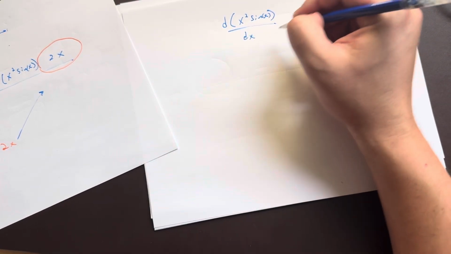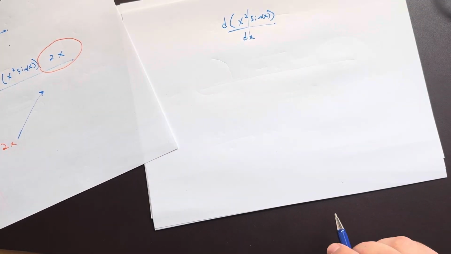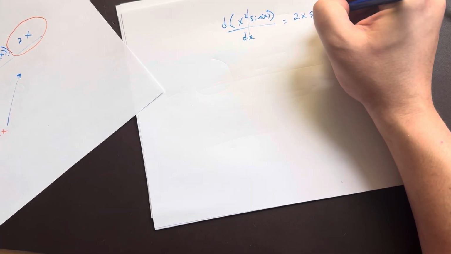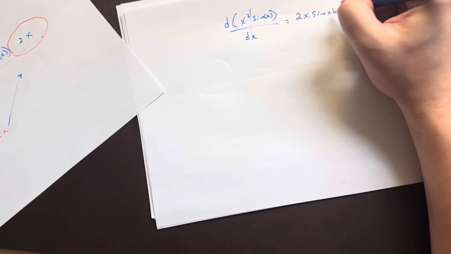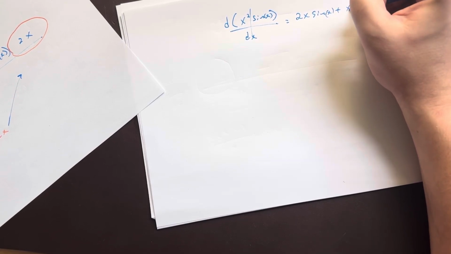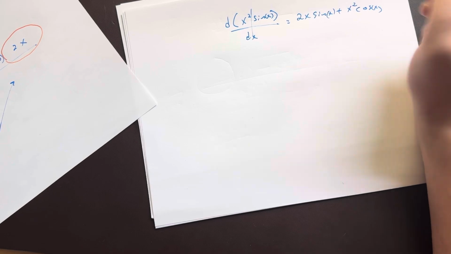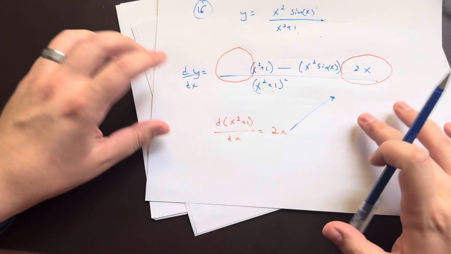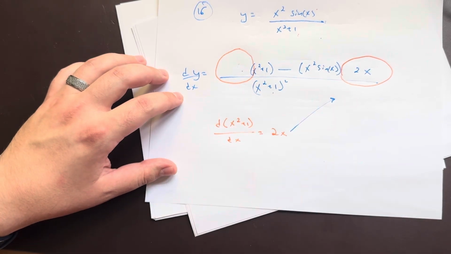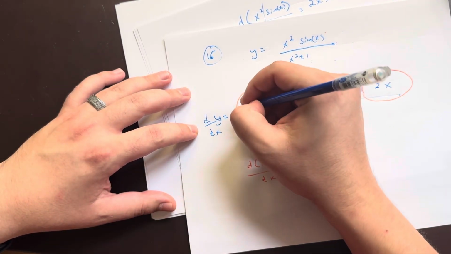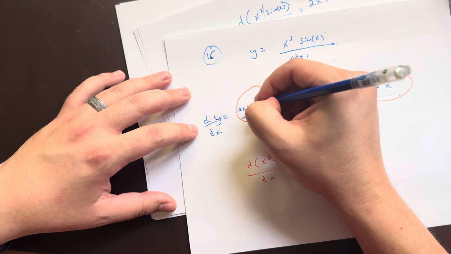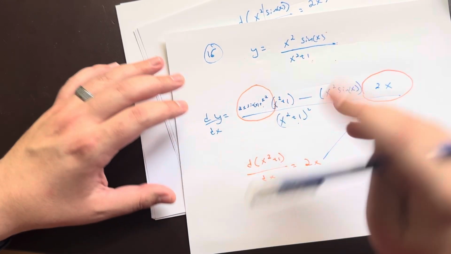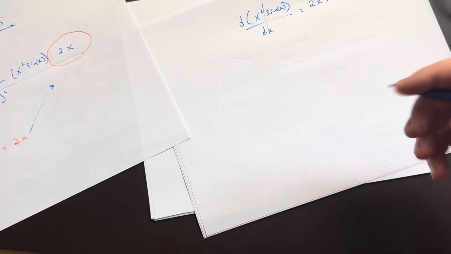I can divide that up. We actually did, I think we did that exact problem earlier. 2x sine x plus x squared cosine x. That's the derivative of my numerator. That's going right there. 2x sine x plus x. Oh my gosh, you know what? I'm just going to rewrite the whole darn thing.